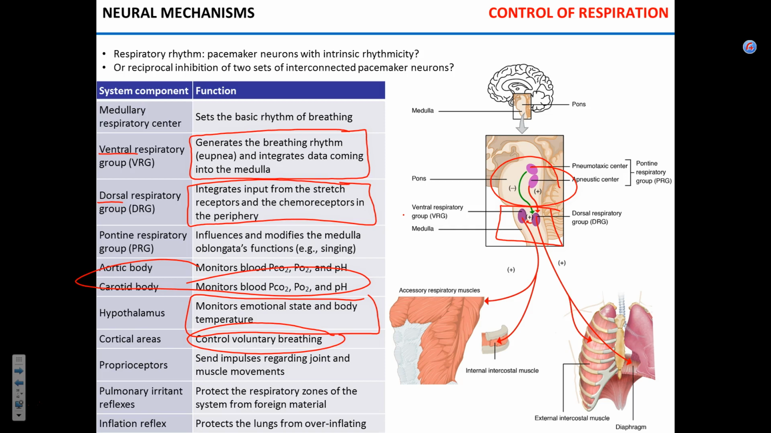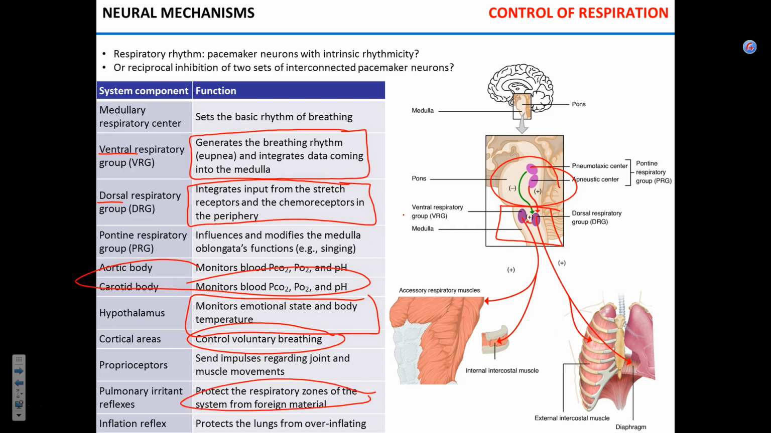Cortex. You can hold your breath. Can you suffocate yourself? Not mentally. You can, but it has to be a physical impact, right? So there's actually a protective mechanism that we're going to be talking about.